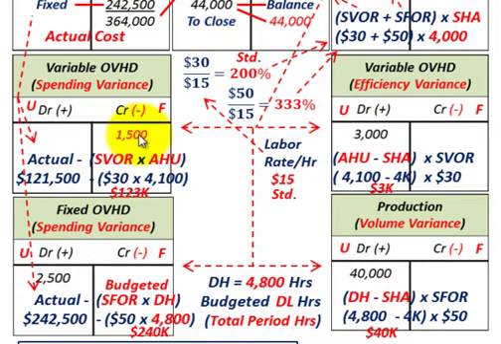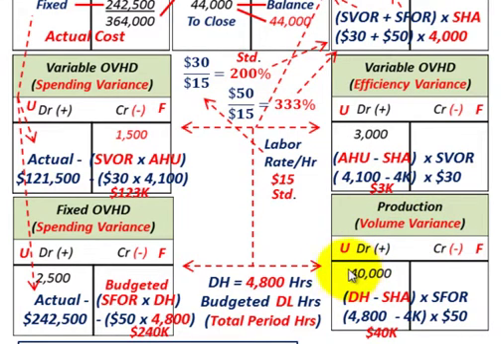You had the $1,500 credit. You have only credits here, a favorable amount in your variable spending variance of $1,500, and then you have the others, which are unfavorable. Our fixed overhead variance had a debit of $2,500, along with another debit of $3,000 for a variable overhead efficiency variance, and then adding all that to it, we have the production volume variance of $40,000.